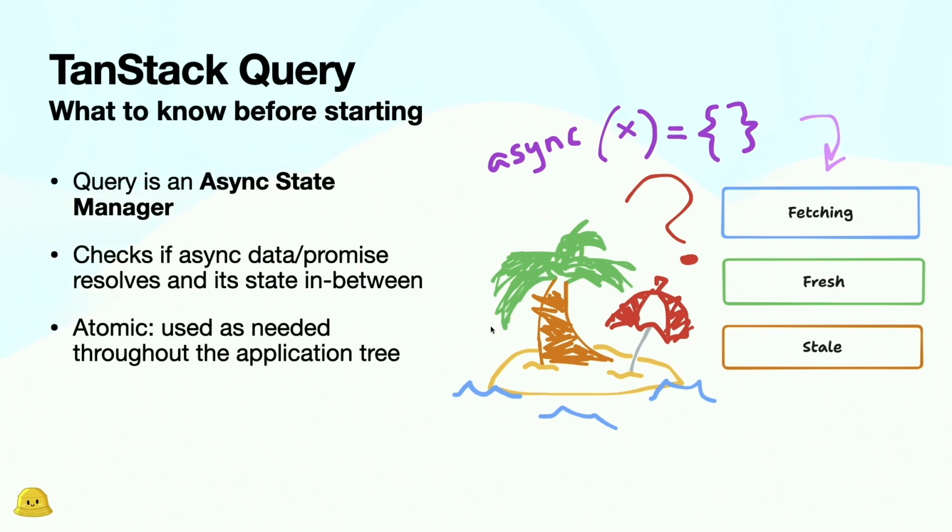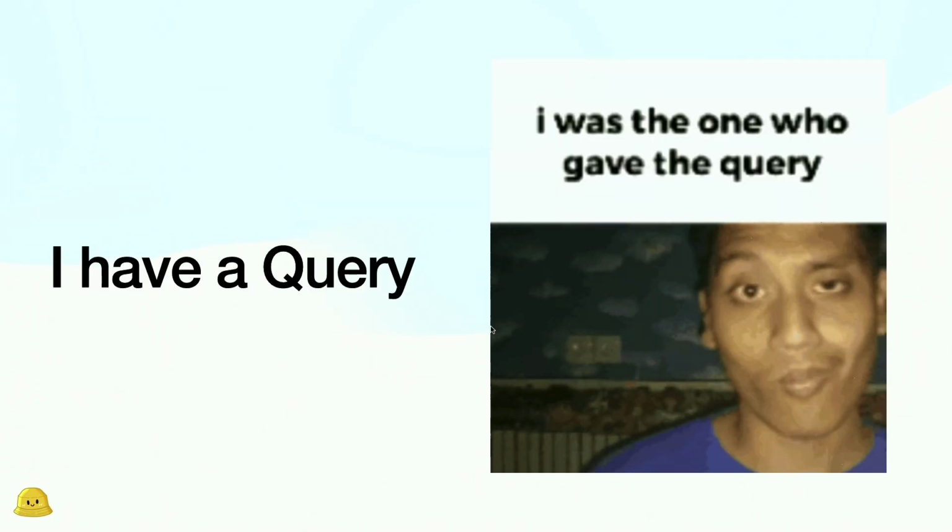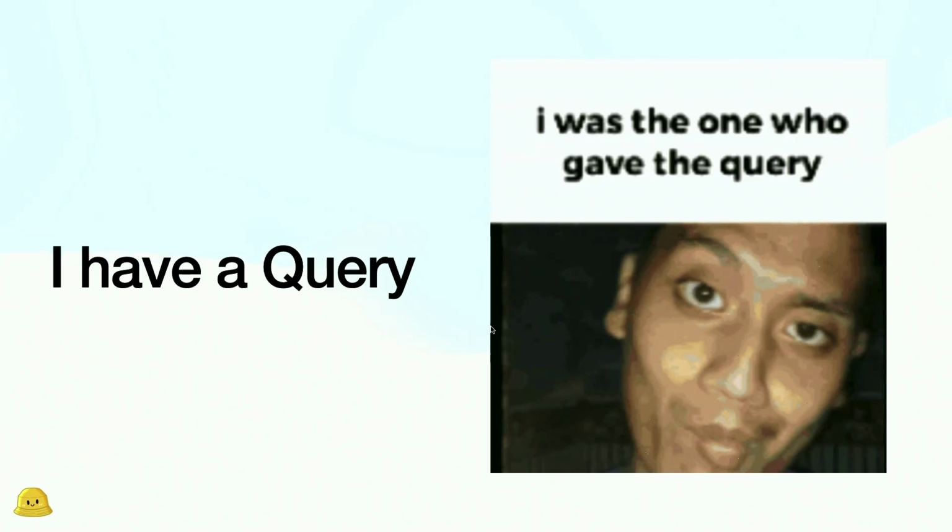It's atomic, so it can be used in different parts of your packages. It's not necessarily top level. And it does a lot of DX for you, like caching. It is technically framework agnostic, but they have a lot of different adapters, some validation, refetching, etc. So how do you actually use Query?